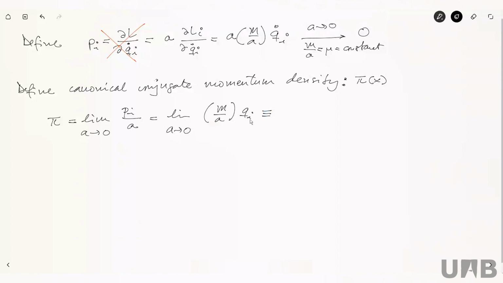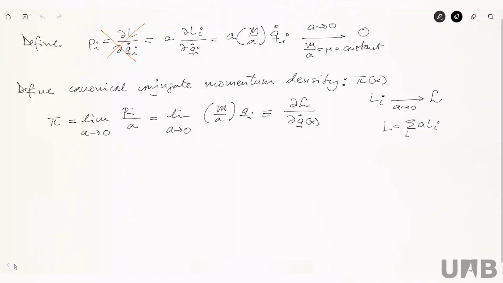And you can check that this is the same as the derivative of the Lagrangian density with respect to q dot of x. Because if you remember, each and every one of these L_i in the limit when a goes to 0 is what we call the Lagrangian density, right? Because remember that the whole Lagrangian is the sum over i of a times L_i.